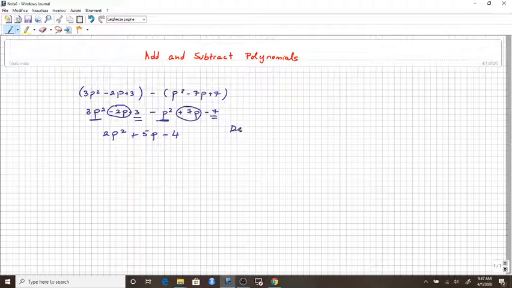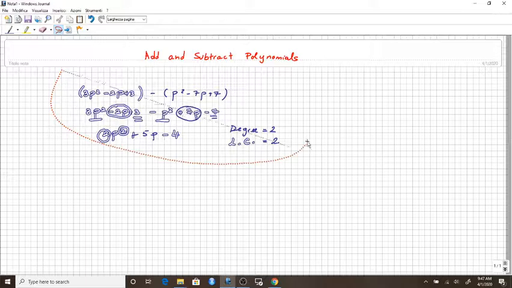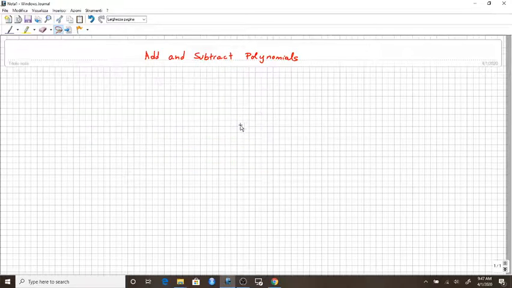So what do you think is going to be the degree, and what do you think is going to be the leading coefficient? Well, they actually coincide because the degree is the highest exponent we have, which is a 2, and the leading coefficient is the number in front of this highest degree term, which is also a 2. Okay? So hopefully this makes sense.